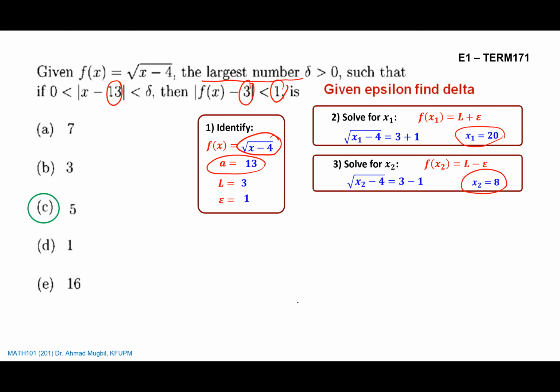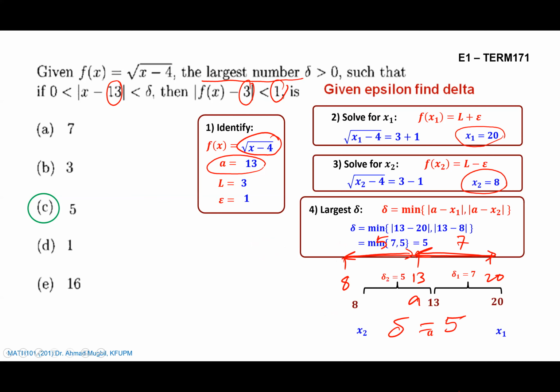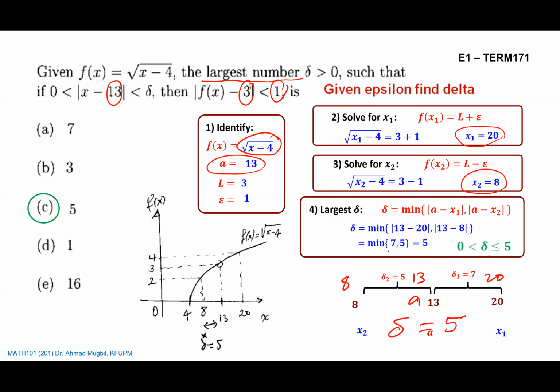Now, what do you think? What is delta? Delta is the distance now. This is A, which is 13. This is A, and this is 20, this is 8. Now, the distance from here to here, what is it? 7. The distance from here to here, 5. So what is delta? Delta is 5, clearly the smaller one. Is the distance from the left always shorter than the distance from the right? No. It is just by chance here.